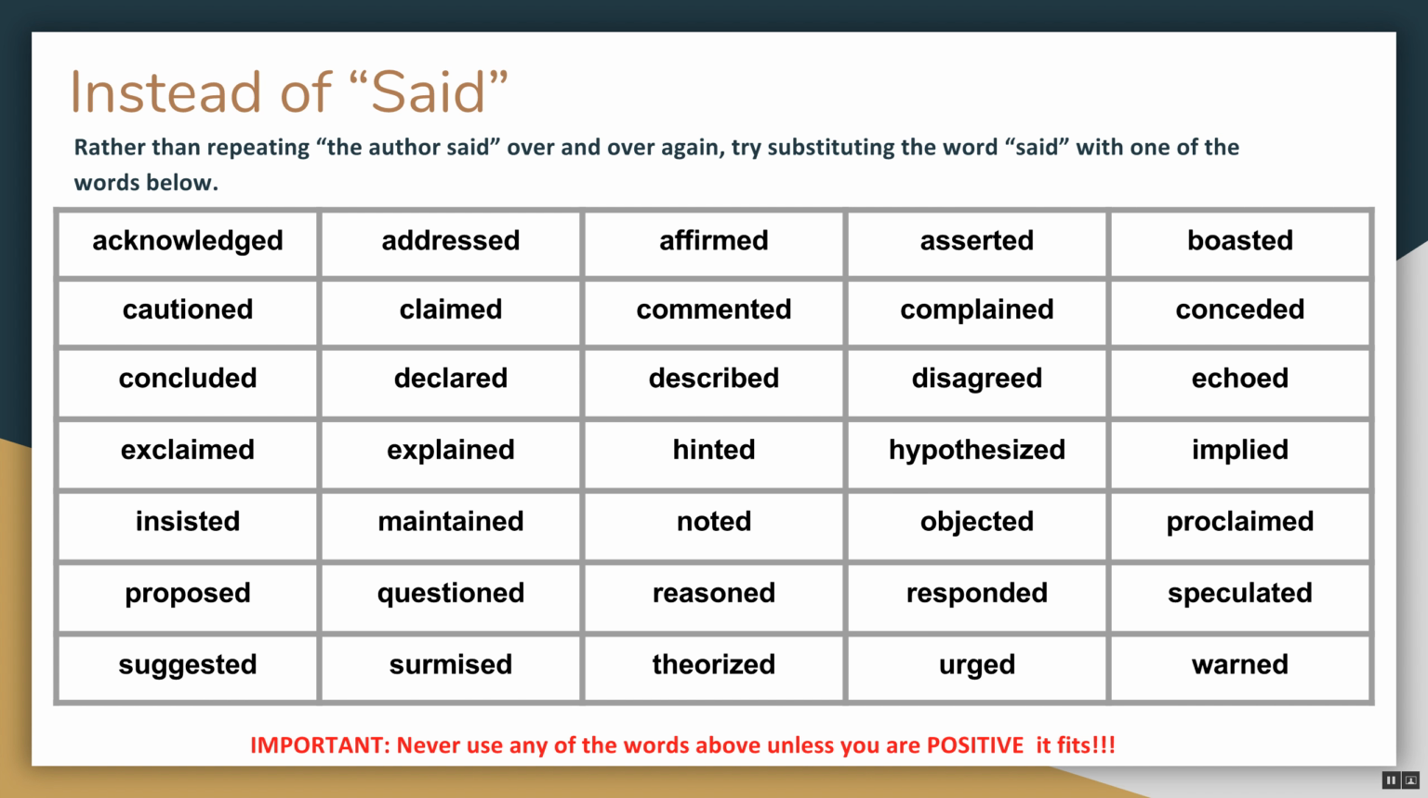It's important that you not use any of those words unless you are positive it fits where it is. Don't just put in a random word thinking it fits, because not all of these words are the same. You're going to use them depending on the situation, right? If the author was very forceful, you might say the author declared. But if the author is a little bit more nuanced and a little bit more not so forthright, you might say the author hinted. Okay, there's a big difference between hinted and declared.